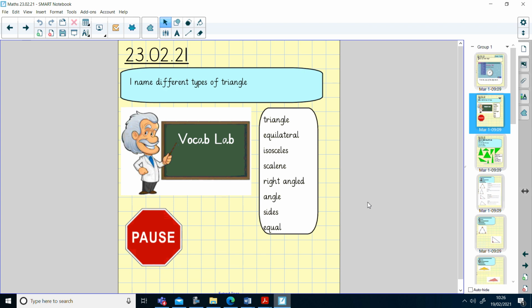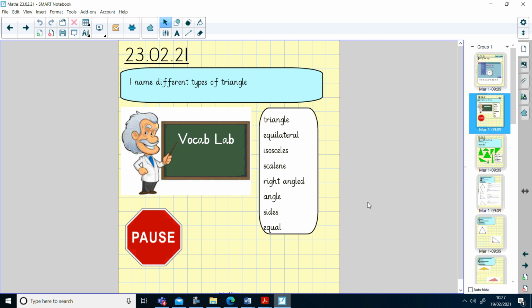Okay, children, today we are going to be thinking about a triangle. We're going to be thinking about the different types of triangle that there are. And on the board you can see some of the words that you're going to use today. We're obviously going to use triangle. Equilateral is probably the typical triangle that you know with the 3 equal sides. Isosceles, scalene, right-angled. So they are the different types of triangle, but you're also going to need the word angle, sides and equal.